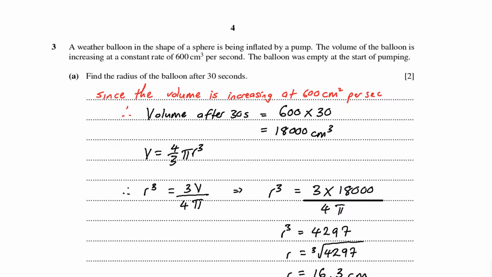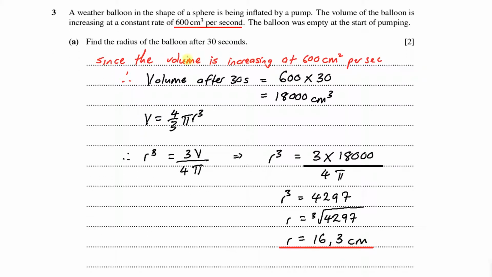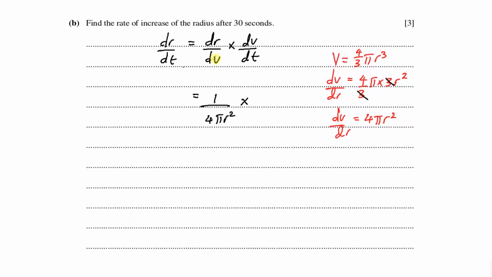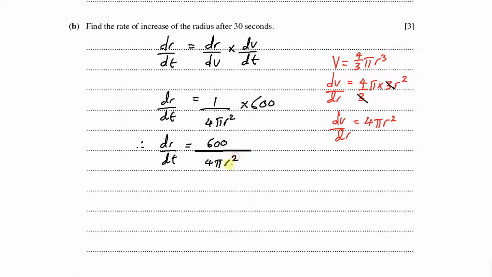Now we already have dV/dt given here, where the question said the volume of the balloon is increasing at a constant rate of 600 cubic centimeters per second. So that's dV/dt. If I come here for dV/dt, I will put the 600 here. So therefore dr/dt is equal to 600 all divided by 4 pi r squared.